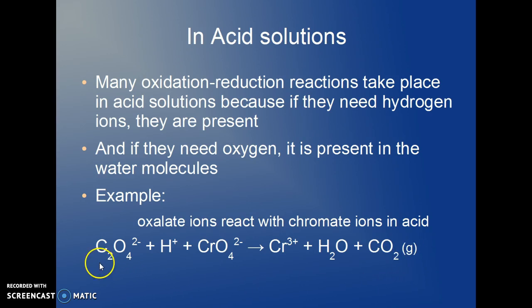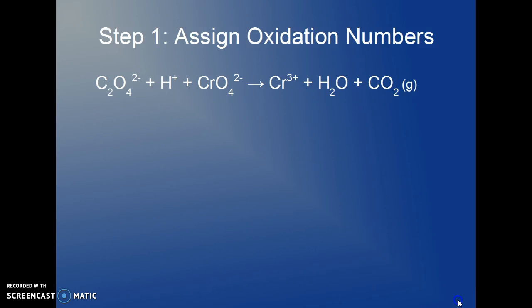You may already know that the oxalate ion is really just 2 carbon dioxide molecules stuck together with a couple of extra electrons. The first step, almost the 0th step, is to assign oxidation numbers so we know what's being oxidized and reduced. So we'll do that now.